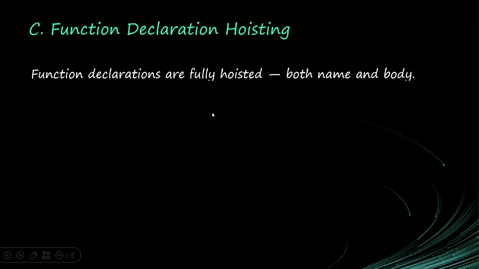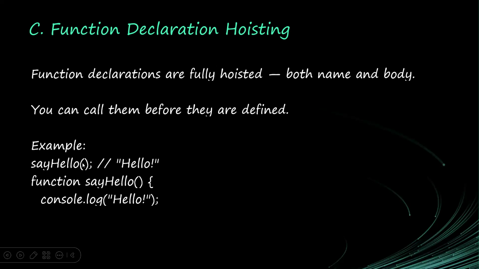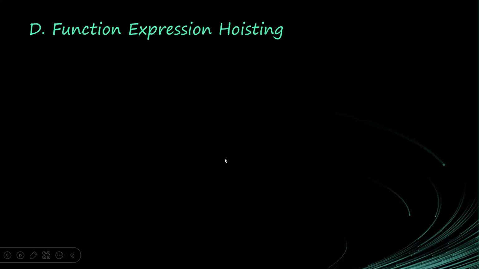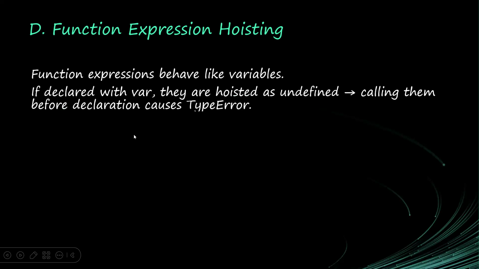Function declarations can be hoisted. All right, both name and body can be hoisted. So you can call them before they are defined. So there will be no error. You can call this function even before you define it. JavaScript will hoist it for you. So function expressions are not hoisted. They behave like variables. If you declare them with var, they are hoisted as undefined. Calling them before declaration causes a type error. So for function expressions, the name will be hoisted, but the body will not be hoisted.